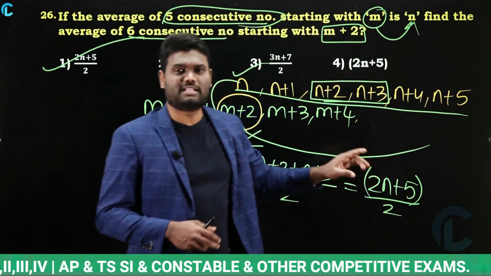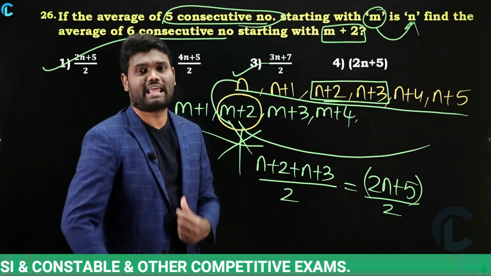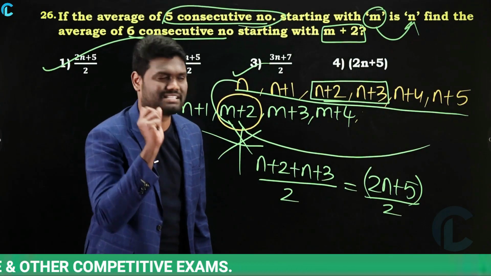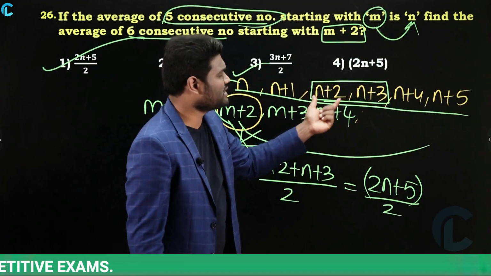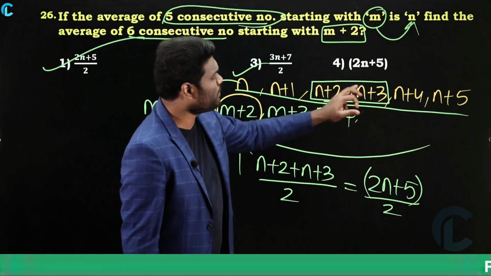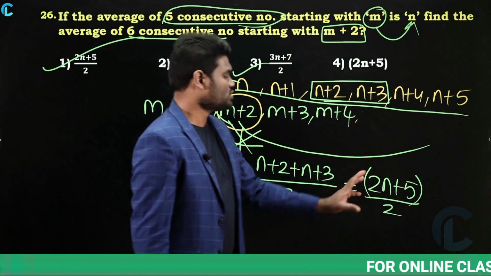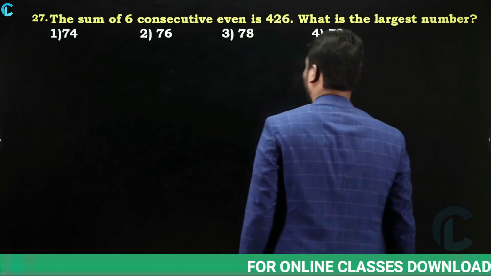For 6 numbers, the average is exactly the average of the middle 2 numbers. Middle 2 numbers means n plus 2 and n plus 3. So n plus 2 plus n plus 3 divided by 2. So the answer is 2n plus 5 by 2.